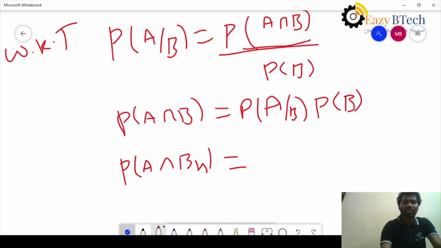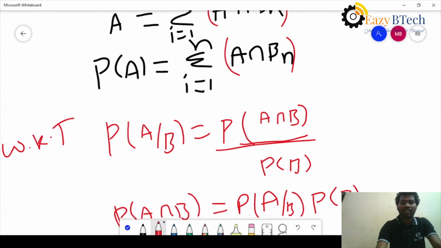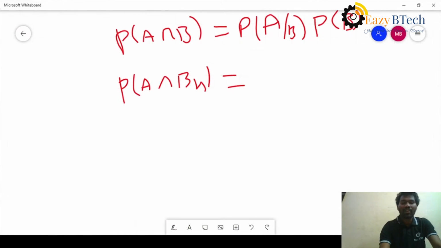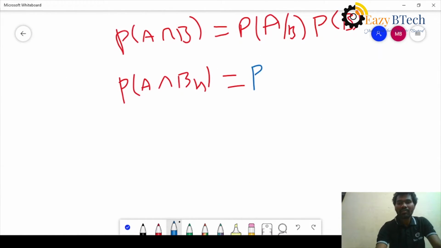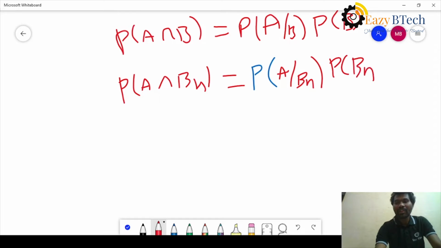In the above formula, what do we already have? We have P of A intersection Bn. So how will P of A intersection Bn be written from the above formula? It can be written as P of A given Bn into P of Bn. Wherever you have B, I am replacing this B with Bn. Then it becomes P of A given Bn into P of Bn.